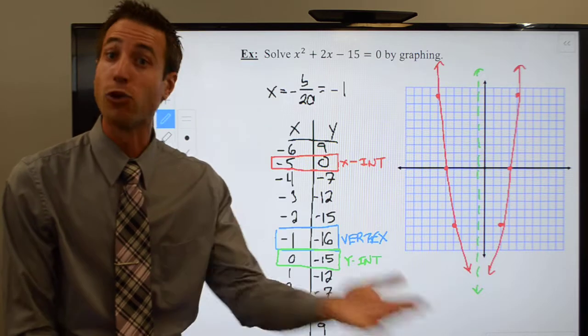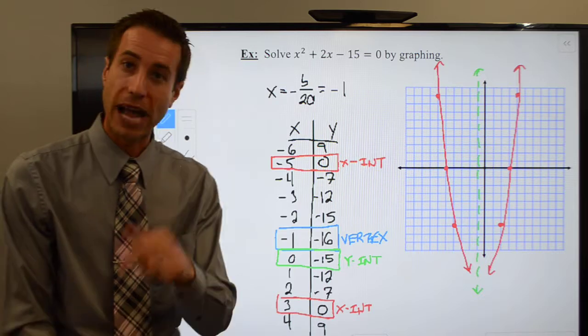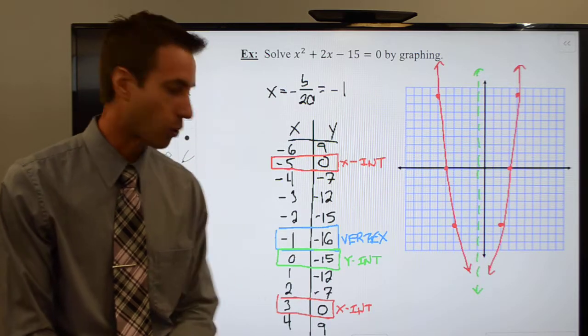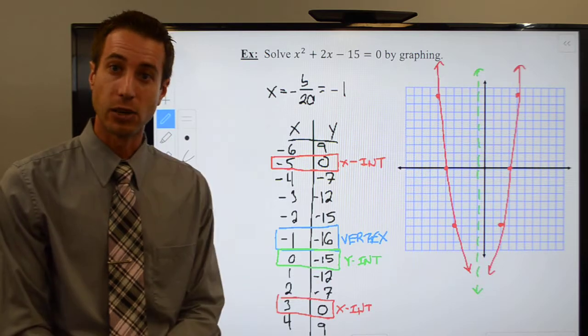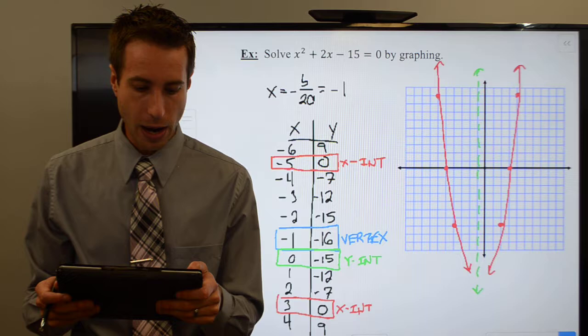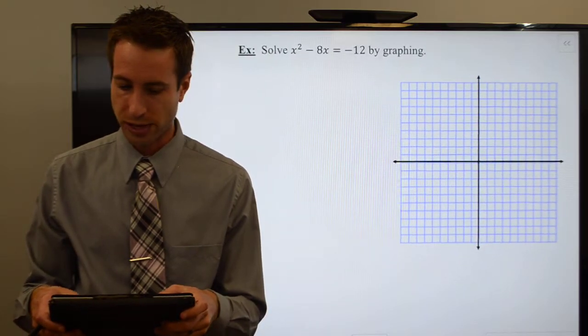If I ask you for the roots, negative 5, 0, and 3, 0. If I were to ask you for the vertex, negative 1, negative 16. And if I were to ask you for the y-intercept, there it is, 0, negative 15. Let's go ahead and head over to the next page of the notes and try one more of these. Since we're getting pretty quick at them, we can fly through this one as well.